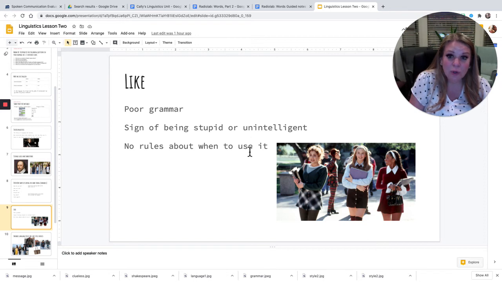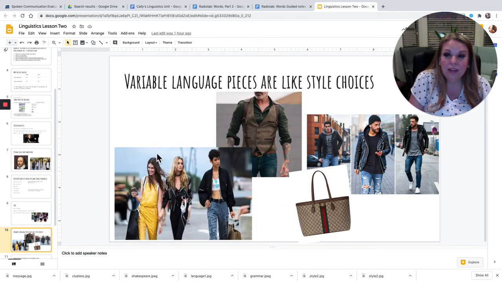We assume that there's no rules about when to use like, that girls are just throwing this word in whenever they feel like it or whenever they don't know what to say. But actually, they are following very strict, informal, unwritten rules of grammar when they use the word like. The word like, it's a variable word.